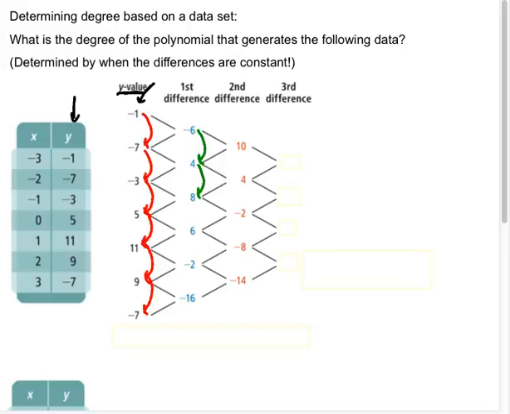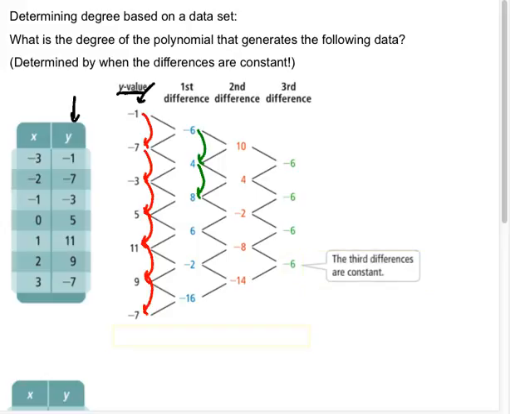So we have to keep doing this process until they end up giving us all the same thing. So let's take a look at this next one. 10 to get down to 4, you're subtracting 6. 4 to get down to -2, subtracting 6. -2 down to -8, subtracting 6. -8 down to -14, you are subtracting 6.